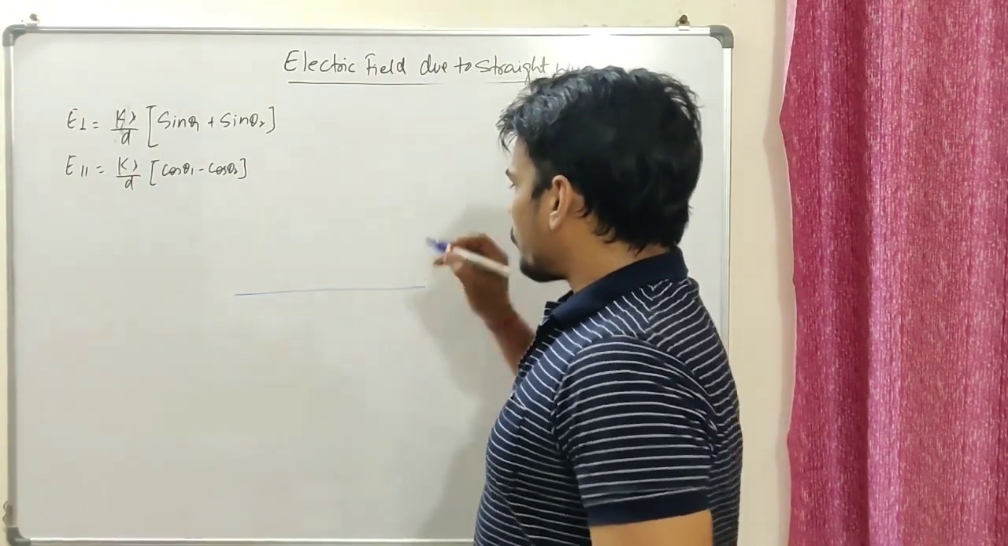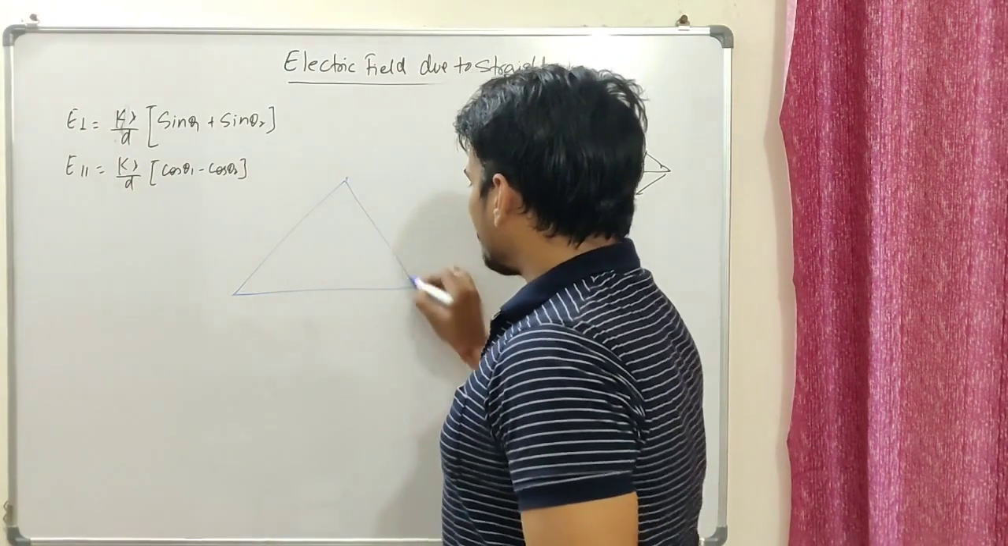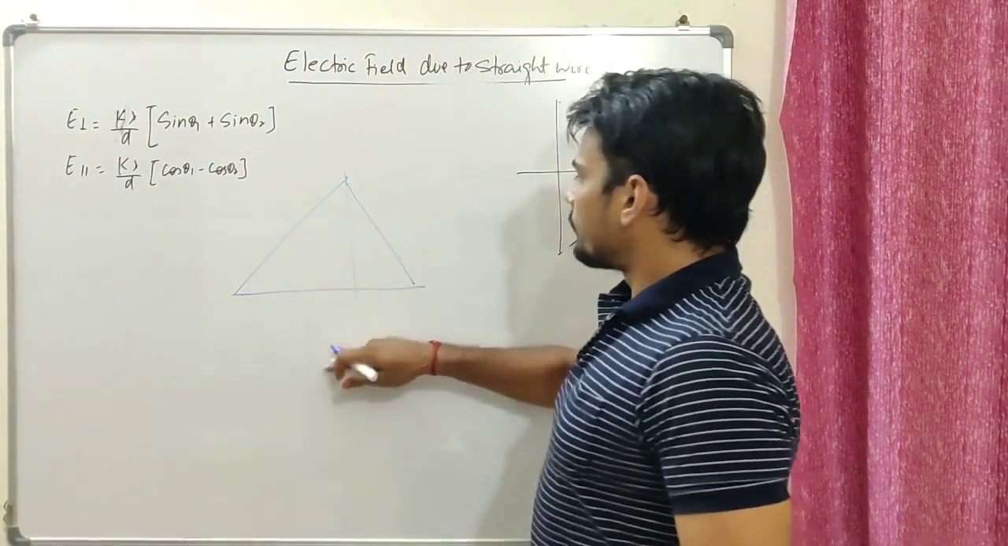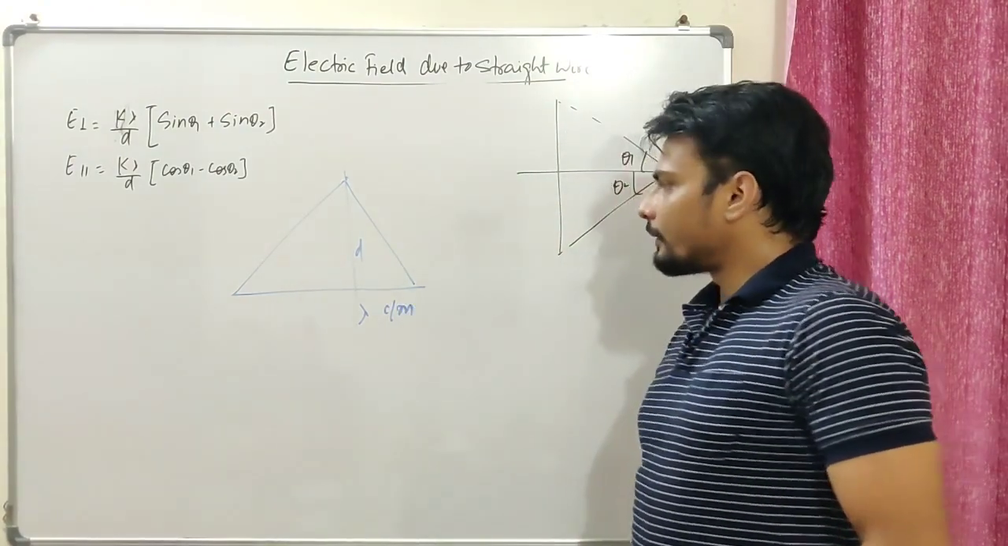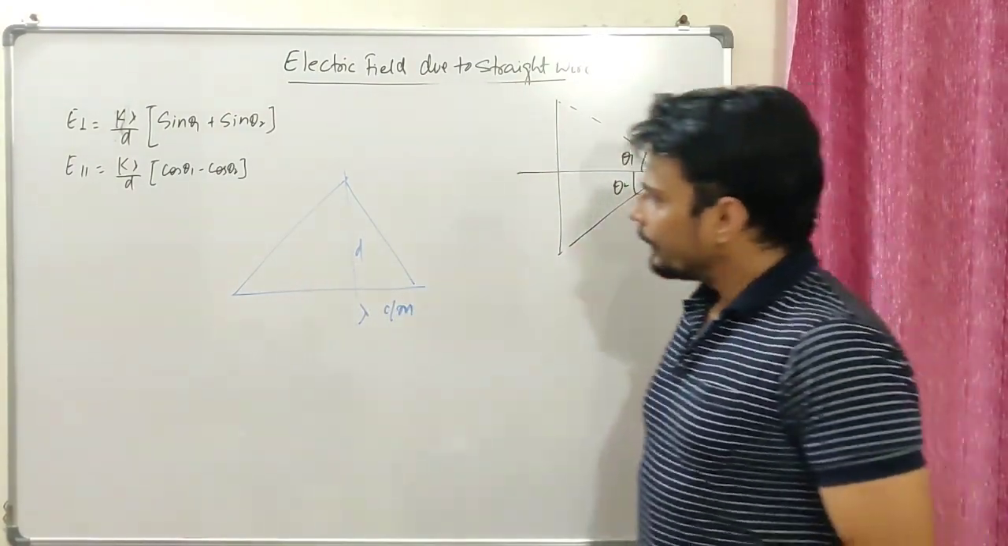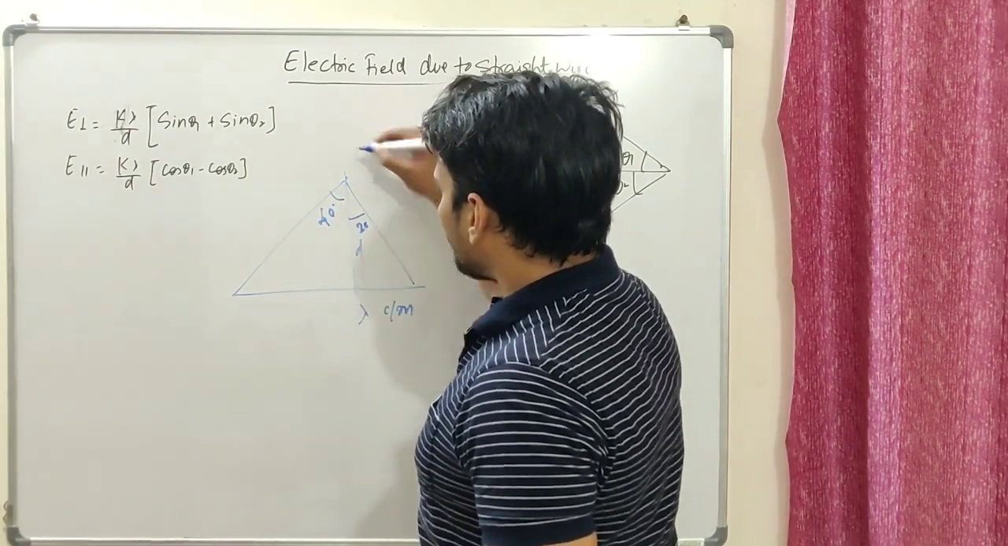Alright. Now, let's say for example, how to choose this angle and all. Let's say I have this wire over here, and at this point I want to know the electric field. Let's say these angles I'm giving you. This distance is d. Lambda coulomb per meter is the charge density on this rod. Let's say this angle is 40 degrees and this angle is 20 degrees.